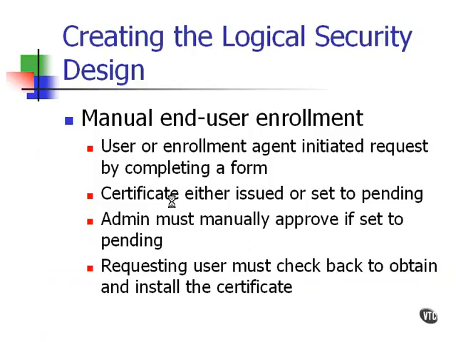Then the certificate at the certification authority is either issued right away or it's set to pending. Now obviously if the certificate is issued, it's issued, but if it's set to pending, then the administrator of that CA must manually approve the issuance of the certificate. If that is the case, that the automatic installment and issuance is not configured, then the requesting user must then check back to, again, usually the website for the certificate authority to obtain and then install the certificate.